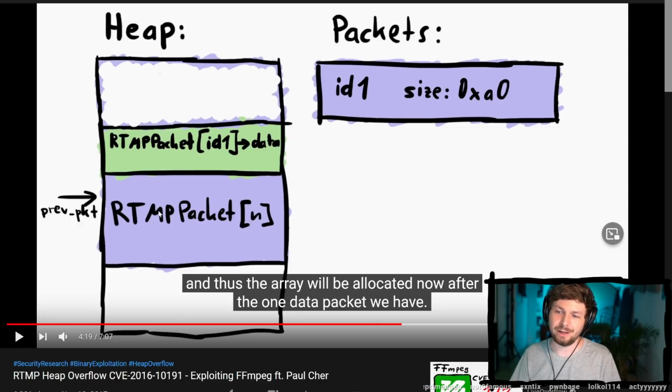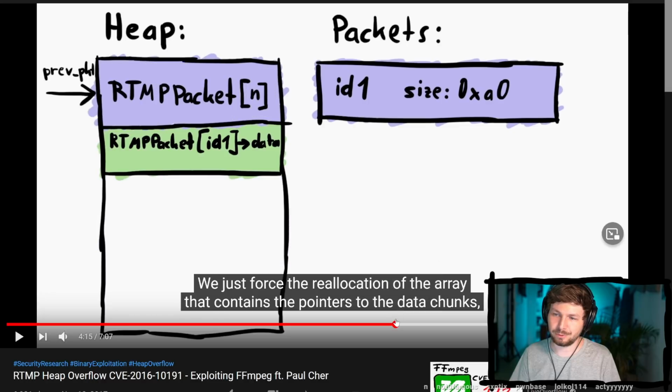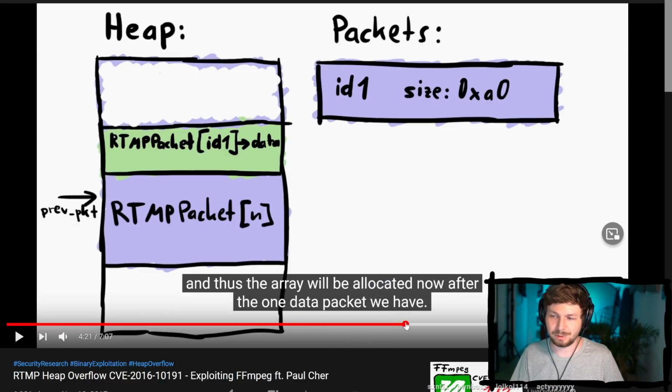There's an array that contains pointers to all the chunks. So if we go before here, this is the array of all the RTMP packets, and this has a pointer to our first packet data with the ID 1. And now if we send a larger ID packet, it will be reallocated, so it will be allocated after that, and we know that we can overflow everything after this data chunk.